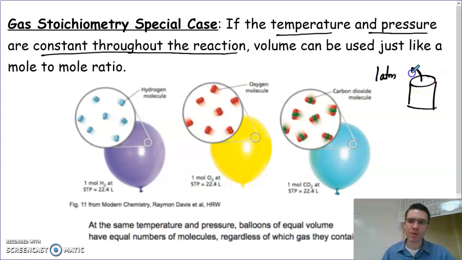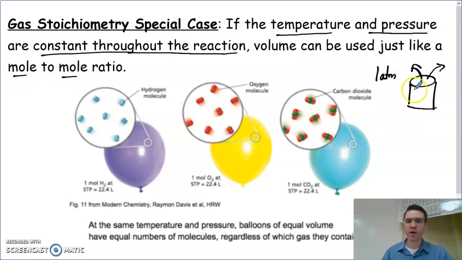No matter how much gas I produce, I'm producing that gas into the room with 1 atmosphere of pressure and the same temperature, room temperature, whatever it is. If this is true, we can use volume just like a mole-to-mole ratio for gases. And I'll show you an example of this.